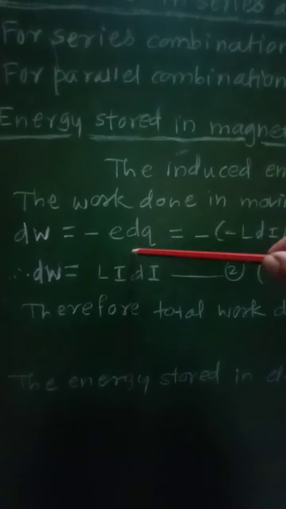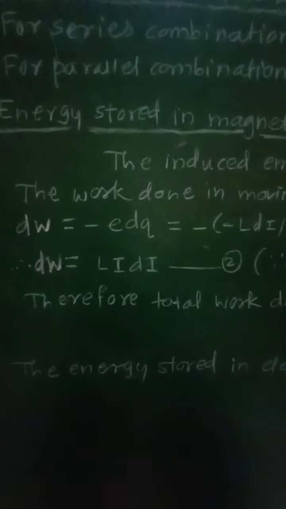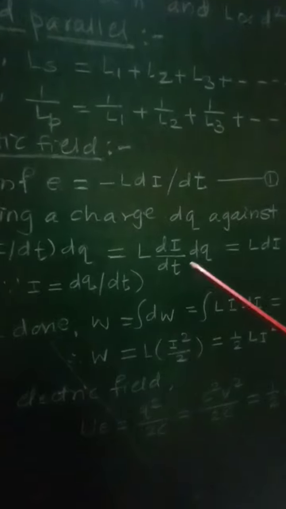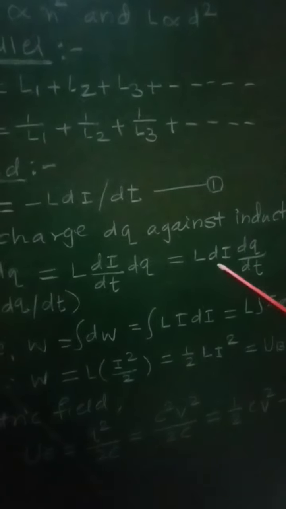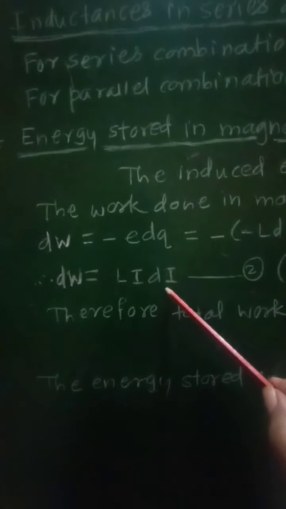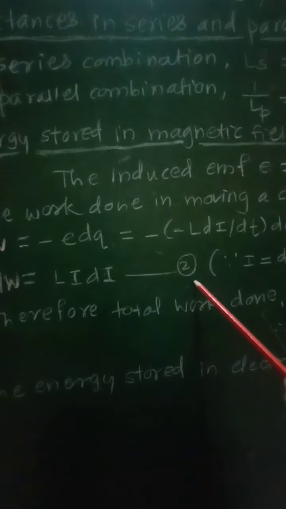The formula for work done is dW equal to E dq in case of electricity. That will be written as minus, the value of E being minus L di by dt, into this dq. The minus minus will become plus, and therefore we can write it as L di by dt into dq. Now rearranging the terms, we can write L di into dq by dt. But we know that dq by dt is nothing but I, and therefore the work done will be written as L I di, as equation number 2, since dq by dt equals I.